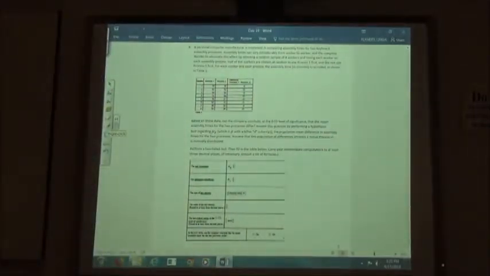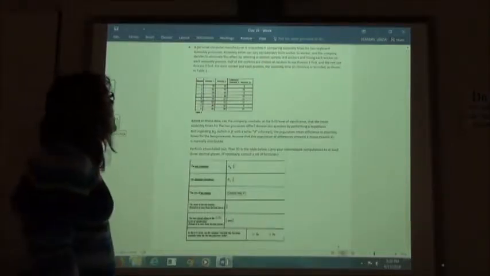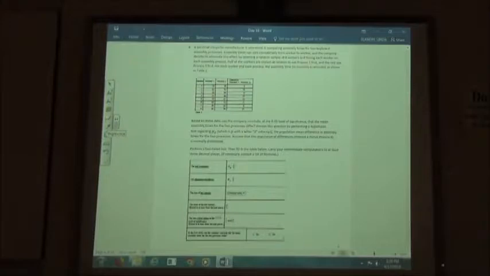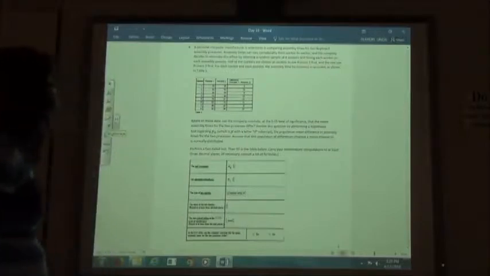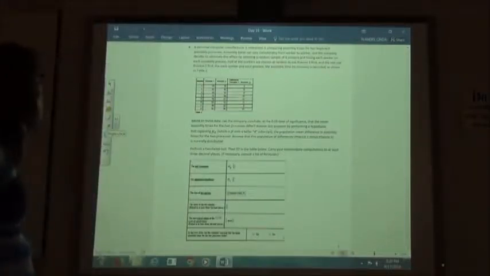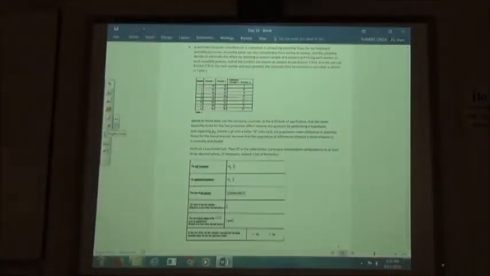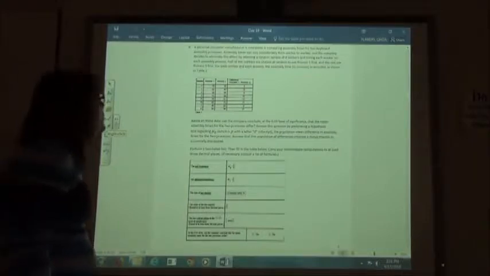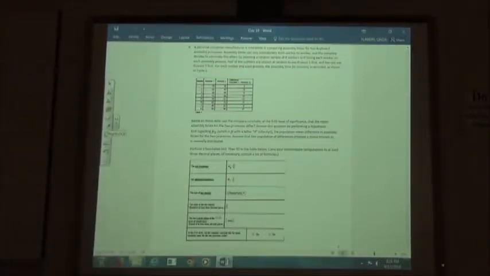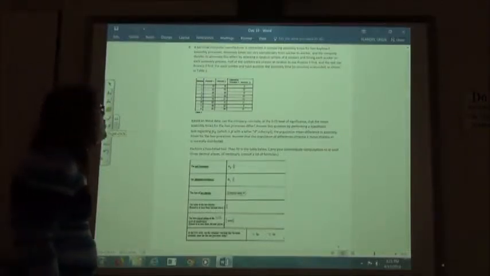All right. This one we're doing the hypothesis test for the difference of population means, a paired comparison. It says here a personal computer manufacturer is interested in comparing assembly times for 2 keyboard assembly processes. Assembly times can vary considerably from worker to worker, and the company decides to eliminate this effect by selecting a random sample of 8 workers and timing each worker on each assembly process. Half the workers are chosen at random to be used for process 1 first, the rest process 2 first. For each worker in each process, the assembly time in minutes is recorded as shown in table 1.